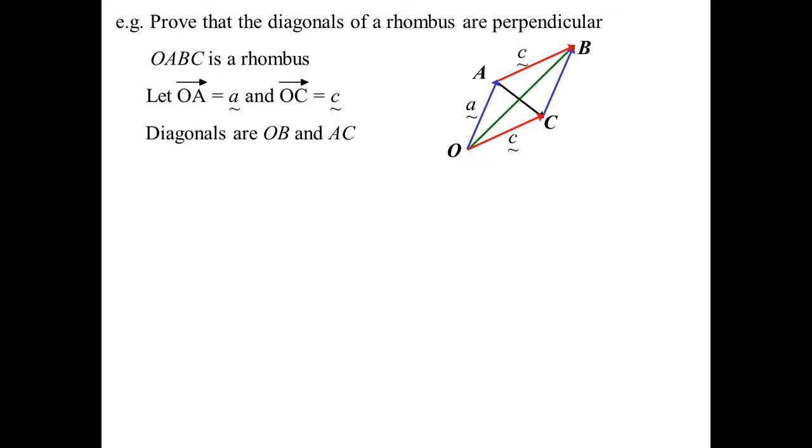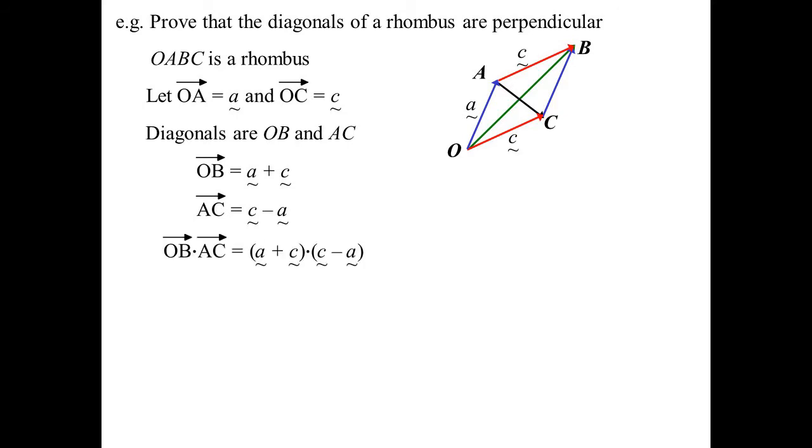Now the diagonals, OB and AC. Well, OB then becomes A plus C. And the other one is the difference. I've made it AC. So if it's AC, head minus tail, C minus A. But I could have just as easily made it vector CA and then it'd be the other way around. It doesn't really matter for this proof.